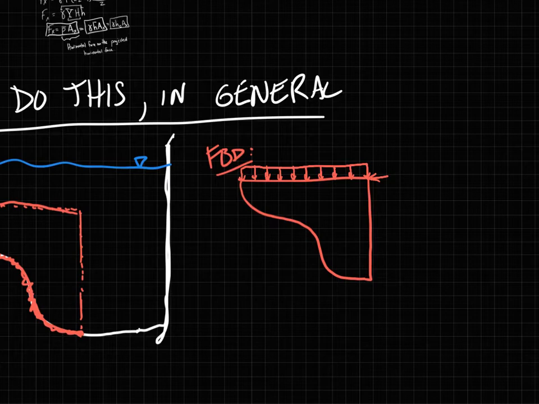Now we're going to go down here. What's the pressure right here? Well, it's gamma H, and H is more because the depth is deeper. So on this side, the pressure increases because this face is getting deeper as we go down. So we've got pressure on this side.